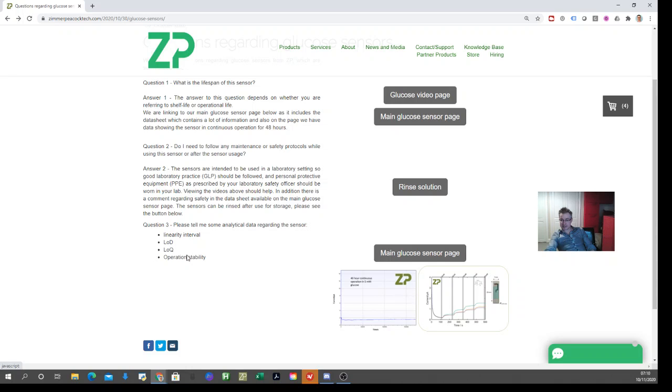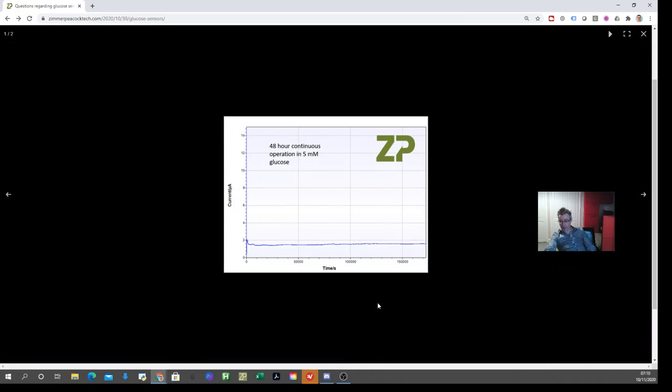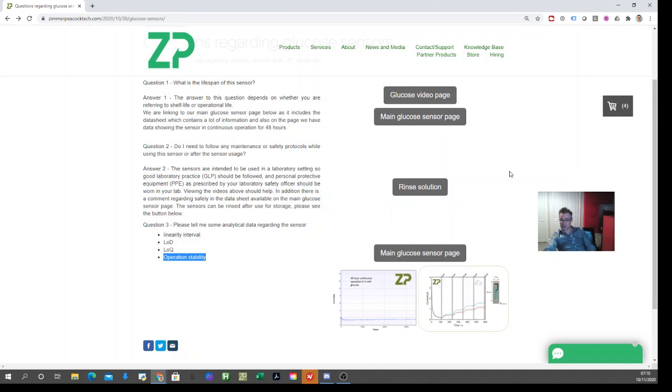But what I'll do is tell you how you can go about thinking about the linearity interval, the limit of detection, the limit of quantification, and the operational stability. The operational stability is how stable the sensor is over time. For that one, I would use the raw data here, which is a 48-hour continuous operation in 5 millimolar glucose. You can get a sense of the signal, and I want to say it's fairly stable. So maybe take a look at that.